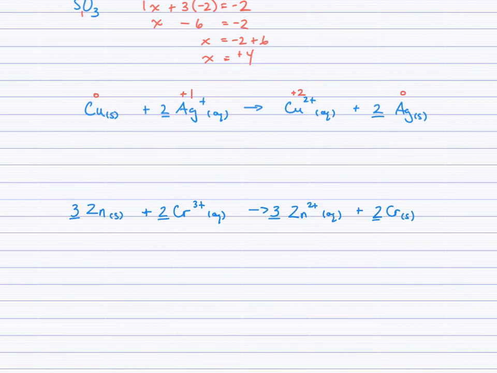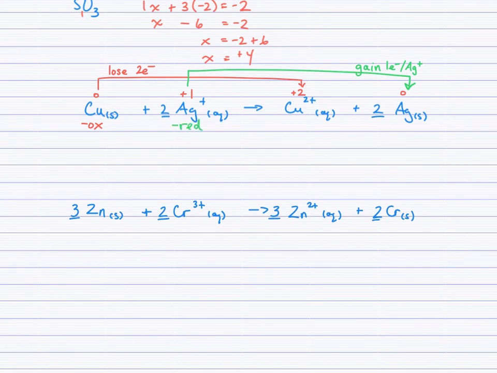So notice here that the oxidation number for the copper is changing from 0 to positive 2. The copper is being oxidized. The idea here is that it's losing 2 electrons. The copper is being oxidized. The silver ion, you'll see the oxidation number is changing from positive 1 to 0. And this is a gain of 1 electron per silver ion. And so gain of electrons is reduction. And so the silver ion is being reduced.